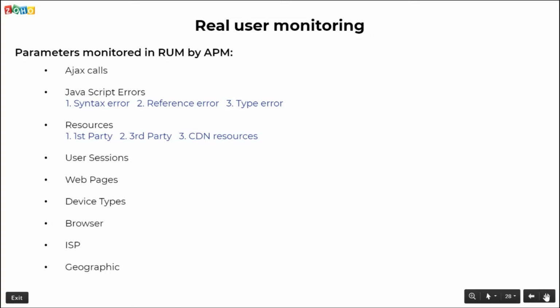You will also be able to monitor the user sessions, what are the web pages that have been navigated by the user, which device type they are using, what browser they are using to access that particular website, which internet service provider they use, and their geographic location. So all these minute details will be captured in real user monitoring in Applications Manager. So let me quickly show how the monitoring will be done by this real user monitoring.